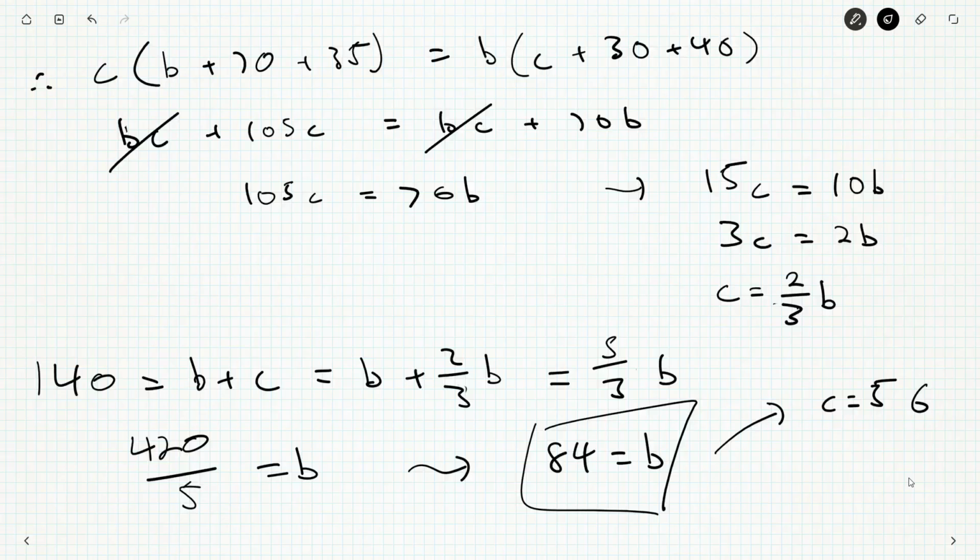Alright, so that works out nicely. If you wanted to, you could even double check that 84 plus 70 plus 35 had the same ratio, that is 3 to 2, or 2 to 3, as 56 plus 30 plus 40. You could go ahead and do that, but I'm happy with my answer. A little therefore statement: therefore UXP has area 84, and we're all done.